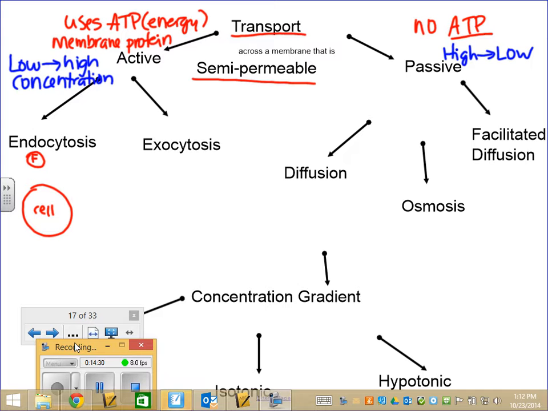So here's what will happen. My cell will make a little pocket. So remember, the cell membrane is fluid. It can change. And so all that's happened here is the cell membrane made a little dip. And that little molecule of food is going to go into that little dip that got made in the cell membrane.